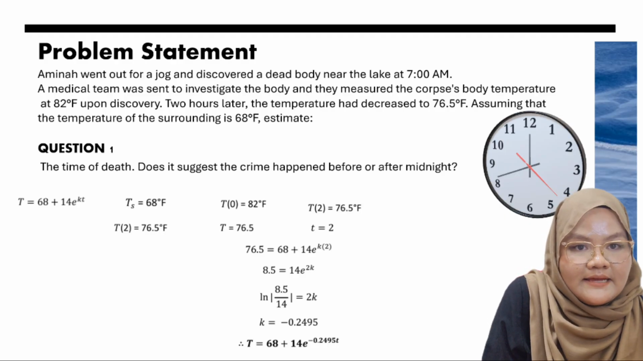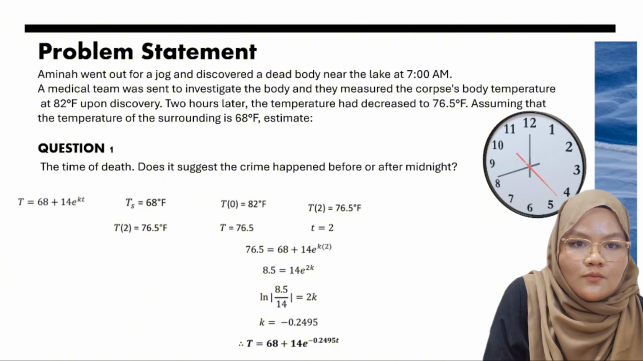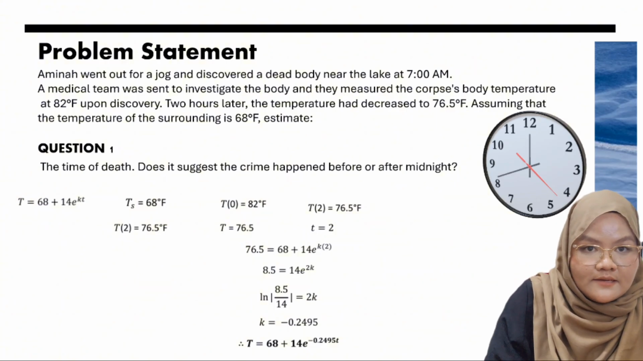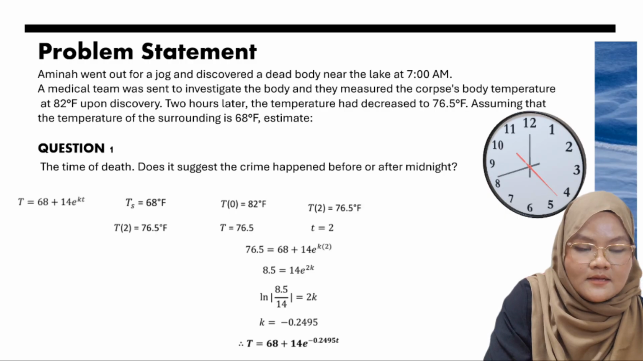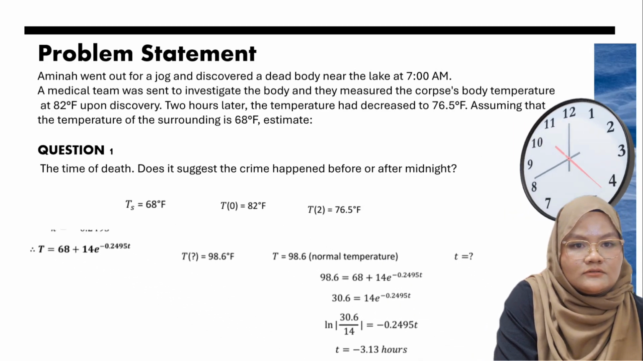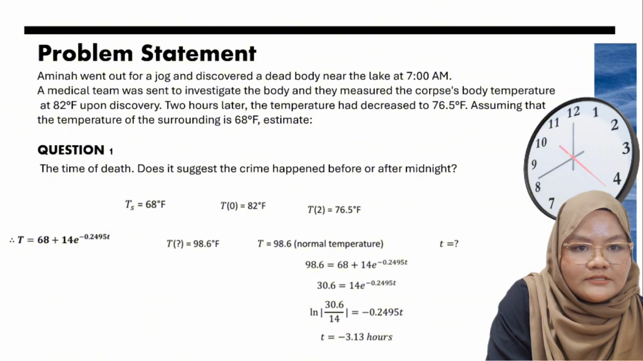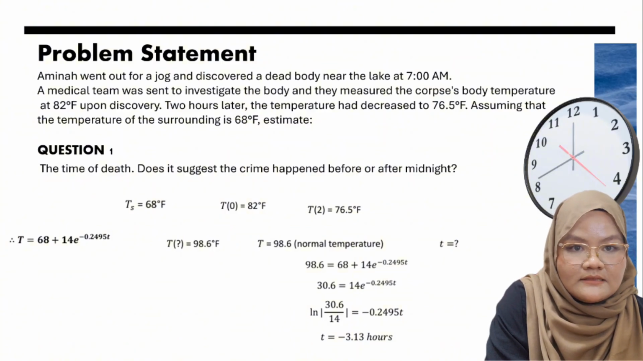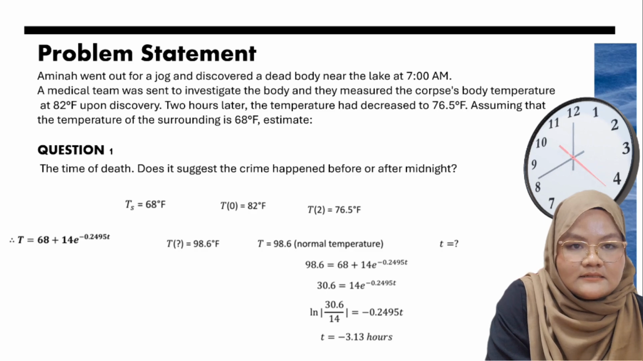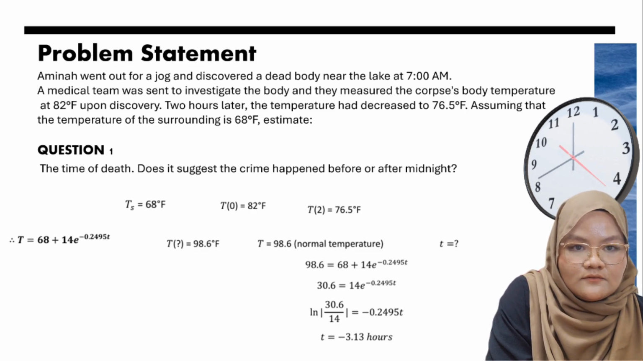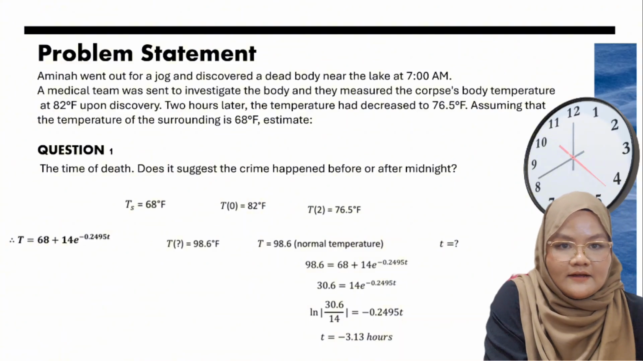Let's estimate the time of death. Now we want to know when the person died, assuming that the normal body temperature is 68.6 degrees Fahrenheit. So we said T equals 68.6. 68.6 equals 68 plus 14 times e to the minus 0.2495 t. Subtracting 68 gives us 30.6 equals 14 times e to the minus 0.2495 t.